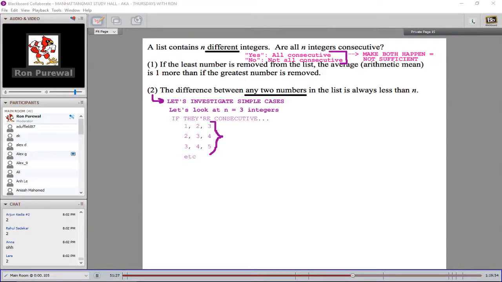So if they're consecutive, the differences are all 2 or less. So yes, they are always less than 3. If we look at 4 integers, same kind of thing, right?